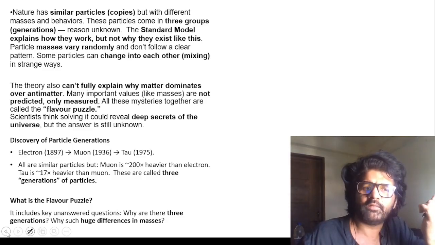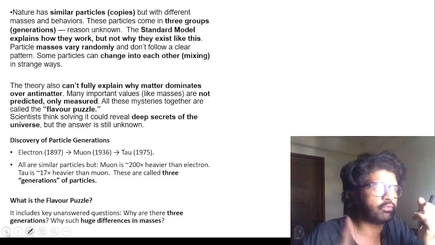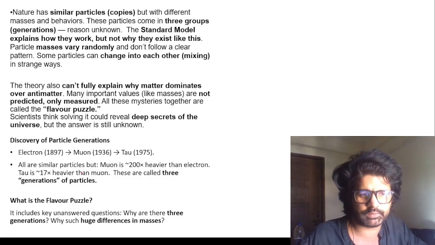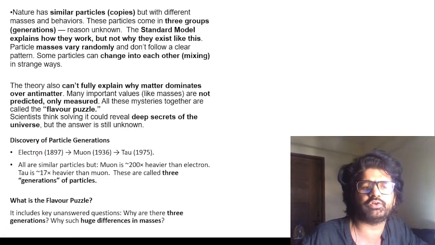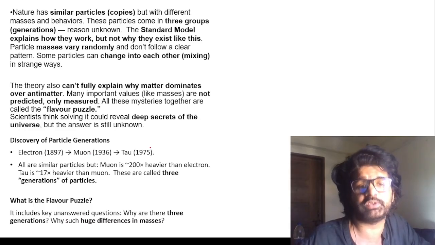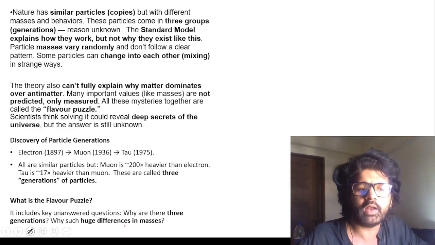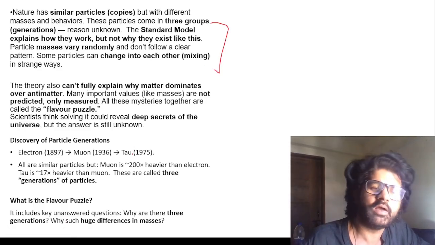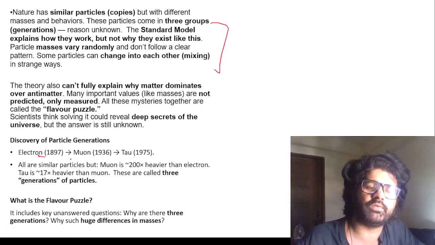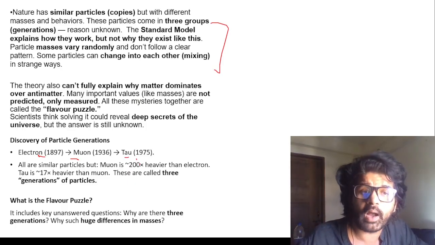Hope you're understanding. Earlier we were talking about the flavors of quark. Here we are talking about the flavor puzzle. Why are there 3 generations? Why do we have 3 generations of electron, much heavier electron, muon, tau? And why such huge difference in masses? Currently in the standard model, we just note down the mass of electron, the mass of muon, how heavier it is, how tau is heavier, but we don't know why it is the way it is.